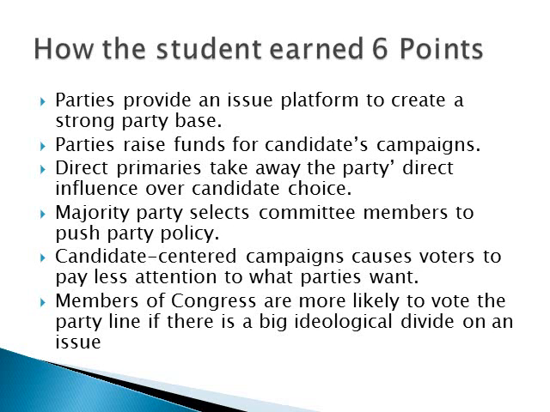So how the student earns 6 points on this thing? What did they say? They said the parties provide an issue platform to create a strong party base. The parties raise funds for candidates' campaigns. That direct primaries take away the party's direct influence over candidate choice. That the majority party selects committee members to push the party policy. That candidate-centered campaigns causes voters to pay less attention to what parties want. And that members of Congress are more likely to vote the party line if there is a big ideological divide on an issue. That's basically how they answered it. And if you remember looking through the rubric, there are a bunch of other ways to answer this thing.